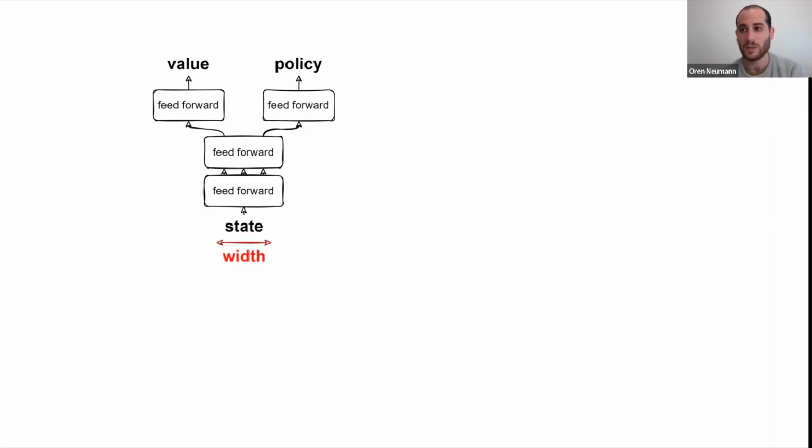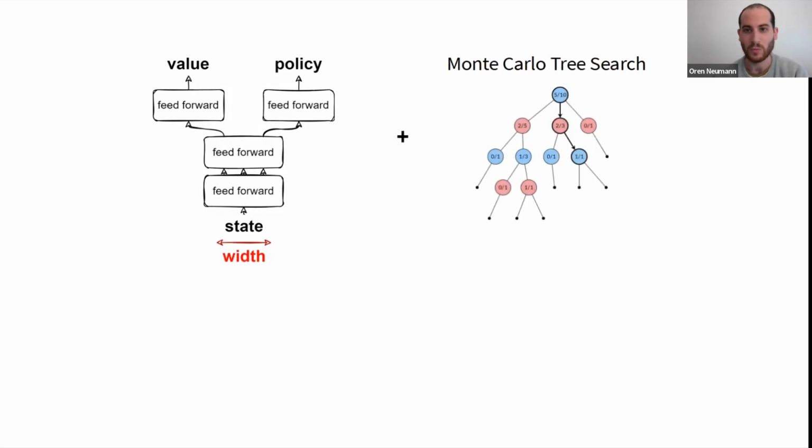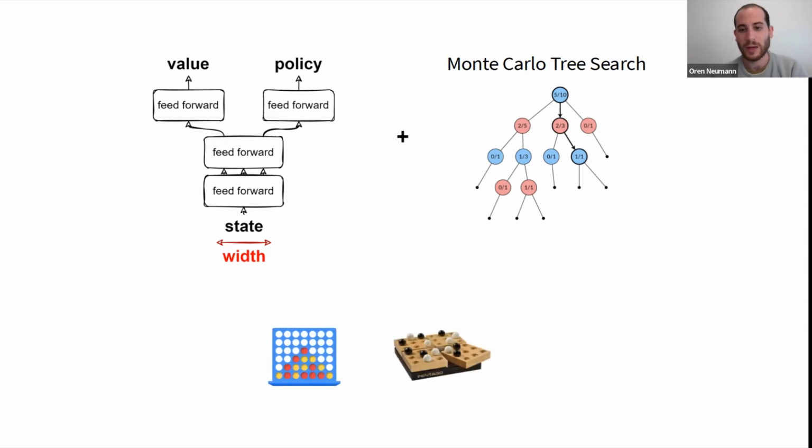The only thing we did was change the width. We increased the width exponentially and trained different agents with different widths. When you couple this with a Monte Carlo tree search, which is an algorithm to probe future states, you get an AlphaZero agent. And we trained about 2,000 of these agents on 2 different games, Connect 4 and Pentago. So every result I will show you now is about Connect 4 and Pentago.